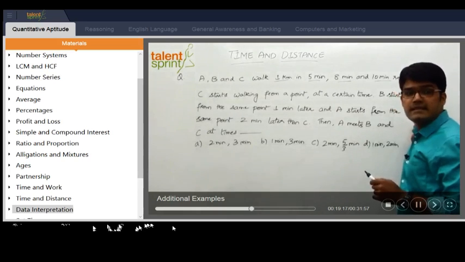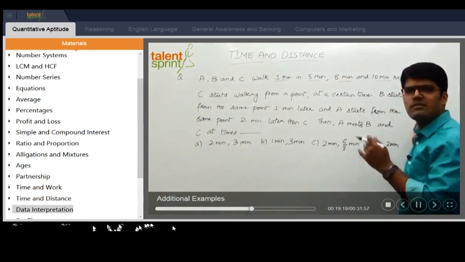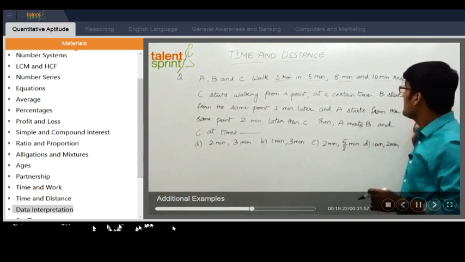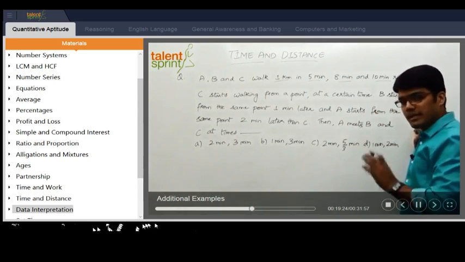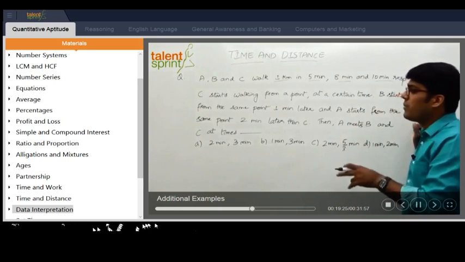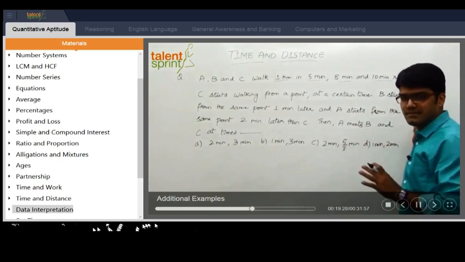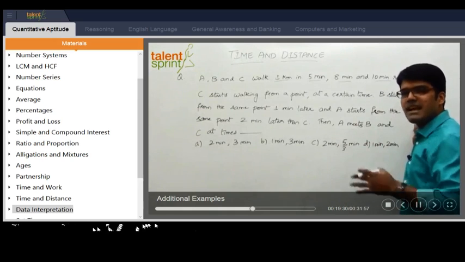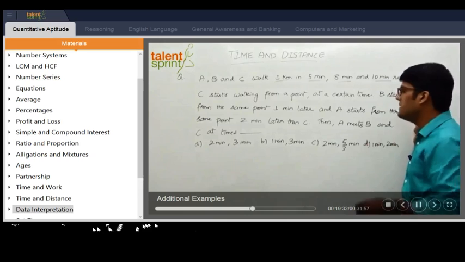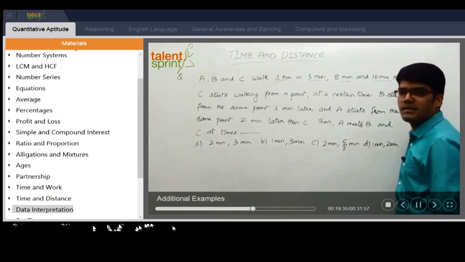And it says C starts walking from some particular point at a certain time. B starts from the same point 1 minute later and A starts from the same point 2 minutes later than C. So each person starts at different times. Then A will meet B and C at what times is the question. Are you able to follow?